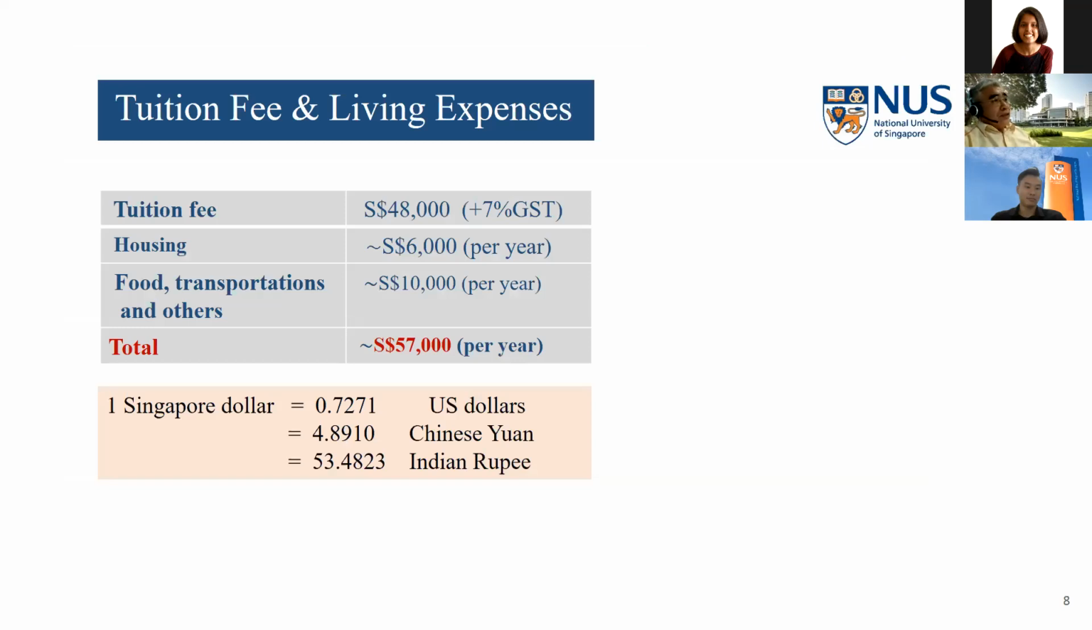This is the tuition fee and living expense. The tuition fee for next year is 48,000 Singapore dollars plus 7% GST, which is roughly 55,000 Singapore dollars. One Singapore dollar is about 53.5 Indian rupees, roughly. So in total, the cost is about 57,000 per year. This is in Singapore dollars.